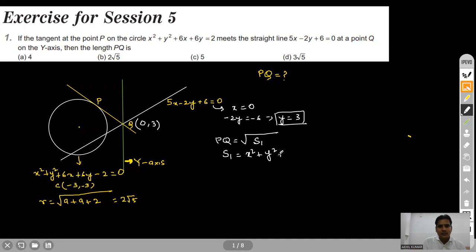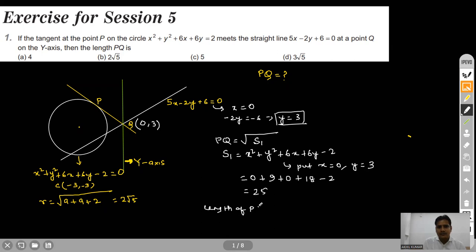S1 will be x square plus y square plus 6x plus 6y minus 2. Put x equal to 0 and y equal to 3. So means we have to put the coordinates of Q in this equation and we will get this S1. So if you see, the x will be 0 only, so 0 plus y, 3, y square will be 9 plus 0 plus 6 into 3, that will be 18 minus 2. So 27 minus 2, that is 25. So the length of PQ, this is the length of tangent only, will be equal to under root S1, means under root 25, that will be equal to 5 units. Okay. So option C is correct. Option C is correct for this question.